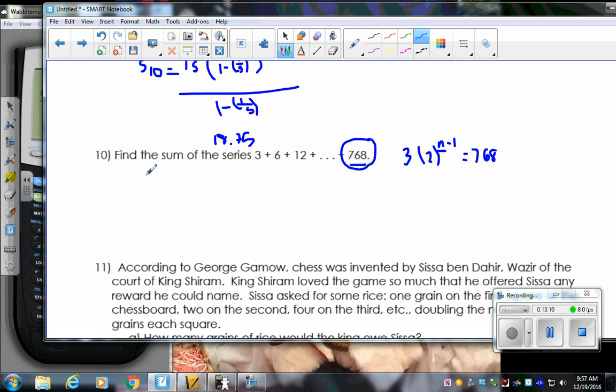192 times 2 is 384, 768. All right, so it's 3, 6, 12, 24, 48, 96, 192, 384. So there's 9 numbers, okay? If I listed out everything in between, this is the 9th number in my pattern.